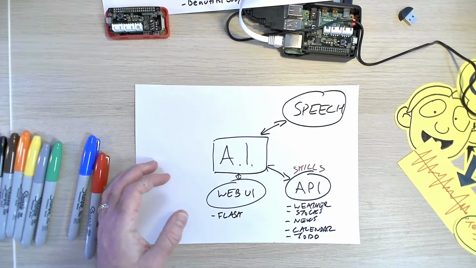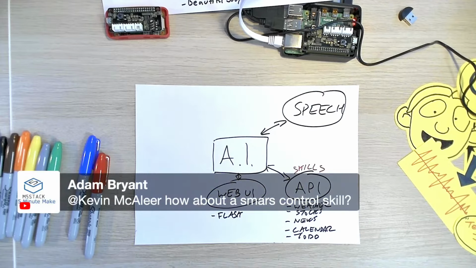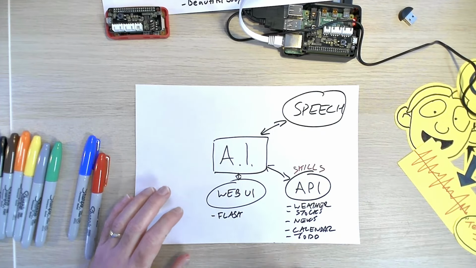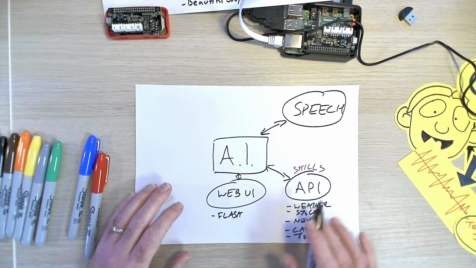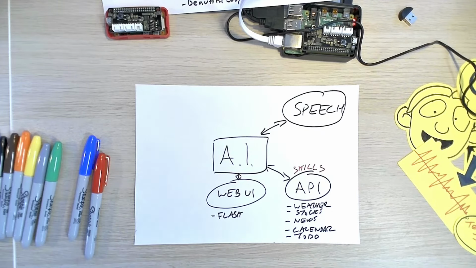And Adam's asked an interesting question there about will we be able to control SMARS as a skill? Absolutely. And this is the beauty of this. We can say move forward, move backwards, do a dance, that kind of thing. And whether it's a wheeled SMARS or whether it's a quad SMARS, we can get it to do all these kinds of commands. That's part of our skills framework, how we build extra skills onto that.